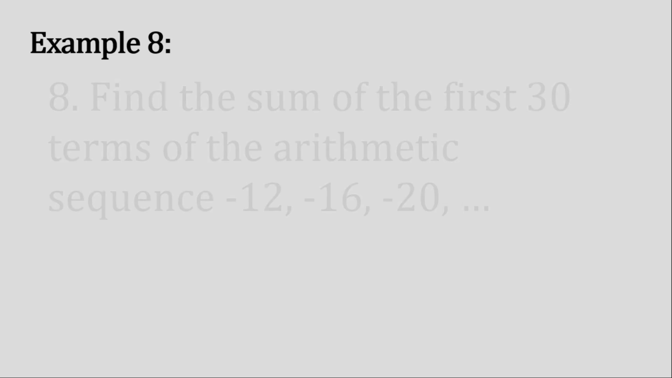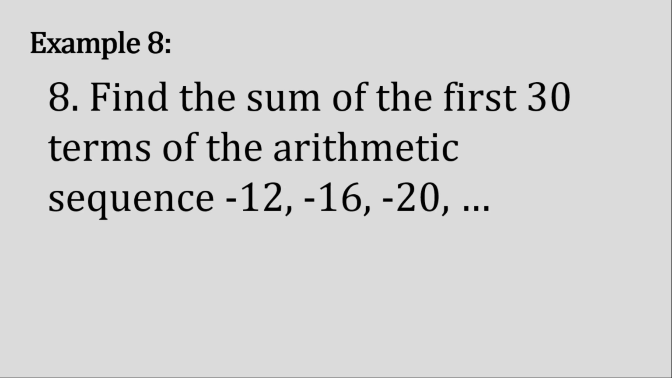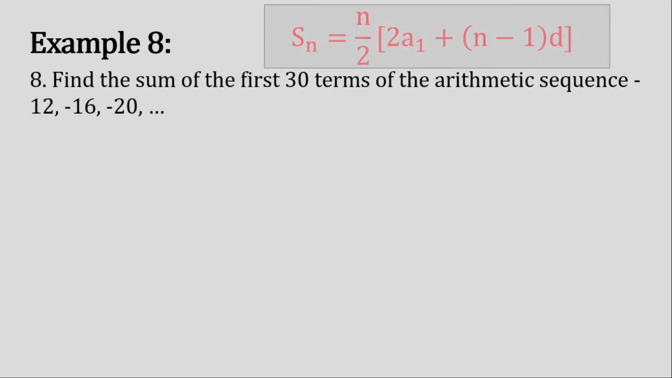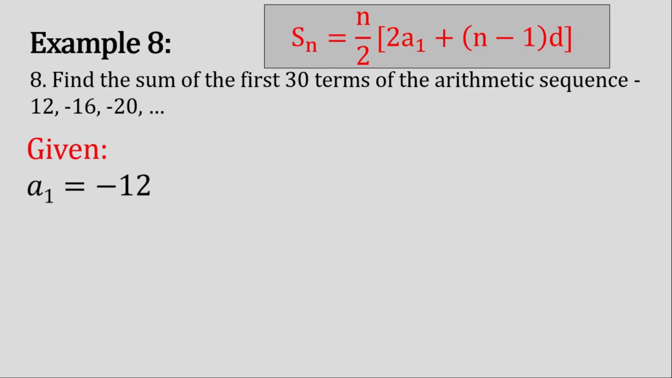A question. Find the sum of the first 30 terms of the arithmetic sequence -12, -16, and -20. In this case, I will be using the combined formula that we use, where a sub 1 is -12, and n is 30, for we are asked to find the sum of the first 30 terms.